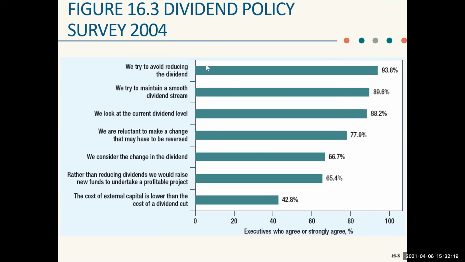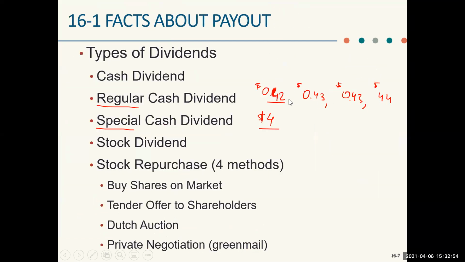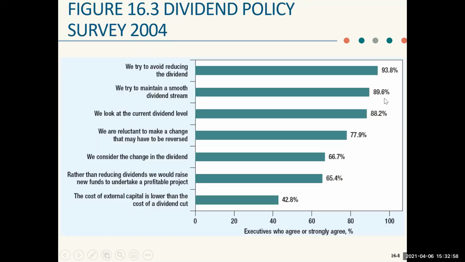Okay, now there's a survey described about how companies pay their dividends. In 2004, they asked the top managers, and they answered that they try to avoid reducing the dividend. Almost all of the corporate managers try to avoid reducing the regular dividend. They try to maintain a smooth dividend stream. Like in this example I gave, it is a smooth dividend stream, increasing a little bit, but very smooth. Why? Because they do not want to ripple that expectation because of the information content that dividends bring. We look at the current dividend level, not the particular amount, but the level. We're reluctant to make changes that may have to be reversed. They do not want to cut back dividends. 78% said that.